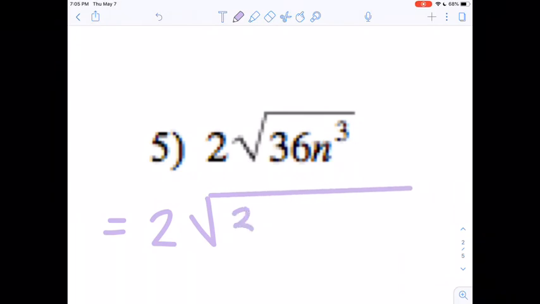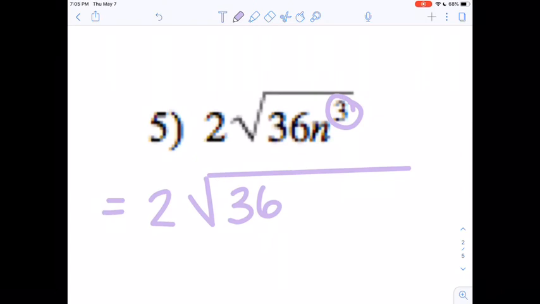I don't need to fix that because I could take the square root of that. But notice that n to the 3rd is not a perfect square, but there is a perfect square that lies within n to the third. And so watch what I'm going to do. I'm going to change n to the third to n squared times n to the first. And let's think about why I can do that.